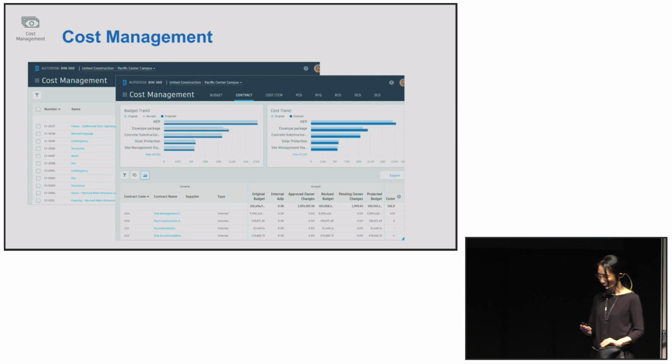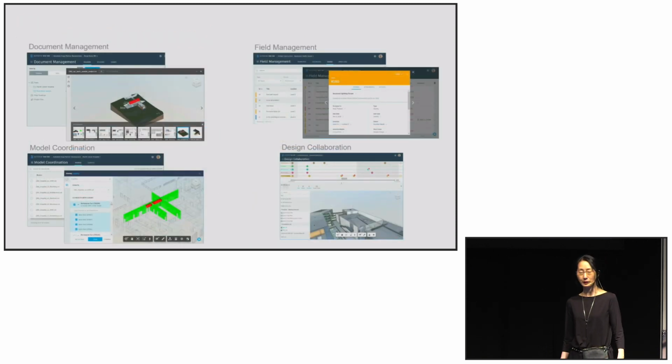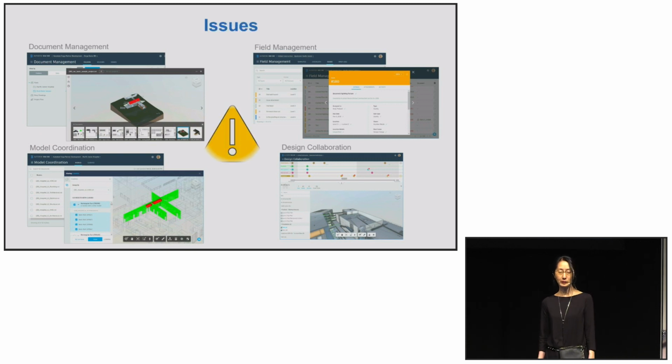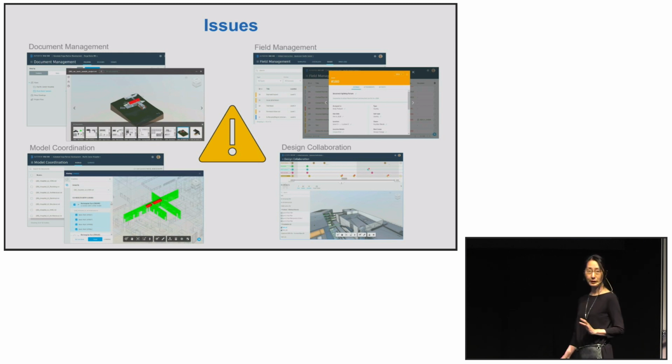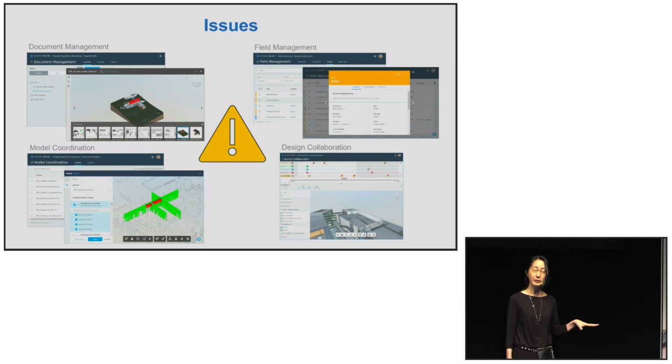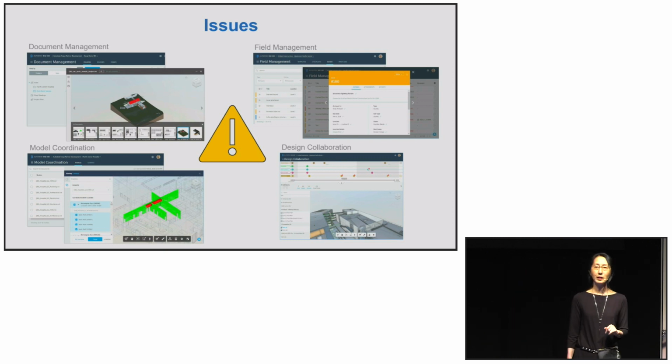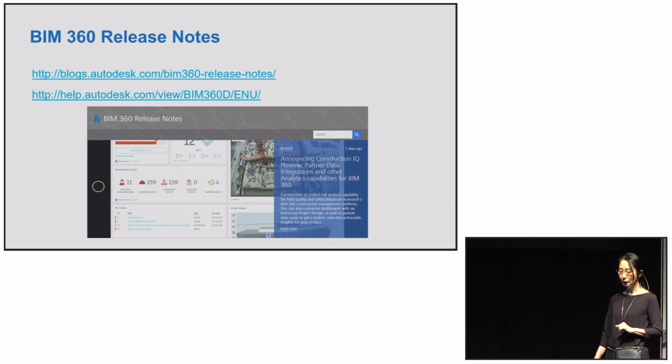And then there is a component which is common across different modules, which is Issues, which is used among document management, model coordination, field management, and design collaboration as well. Today, the model coordination team is also showing the extended usage of Issues. For more information, there is help documentation and also a blog about the BIM 360 release notes. You can go back and visit this page and learn more about it.